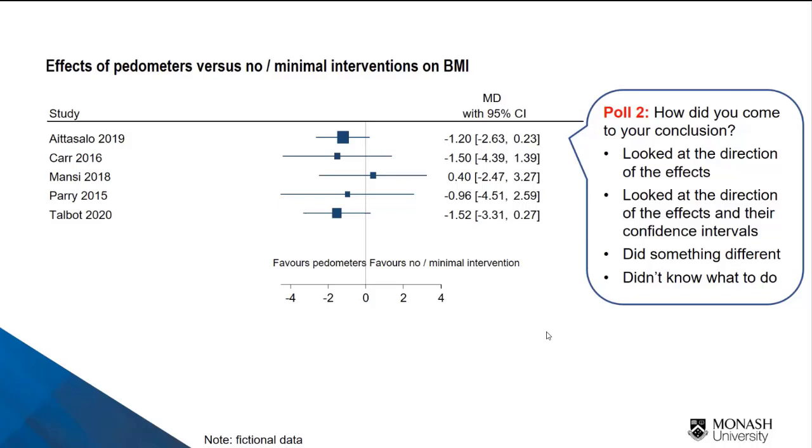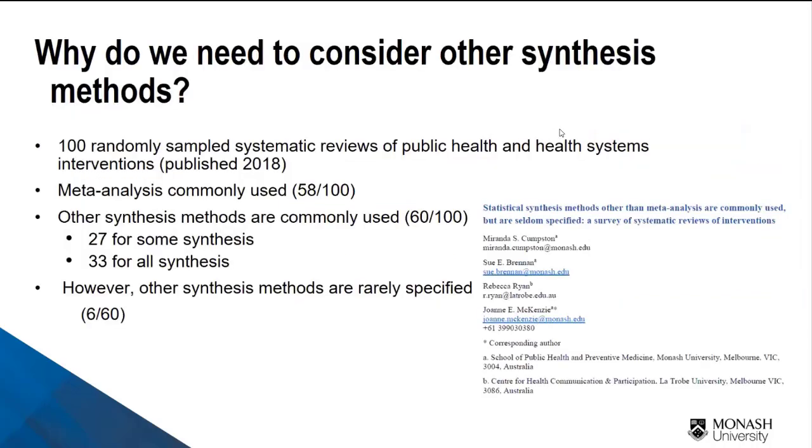And this leads me on to some research that Miranda Cumpston, who's online today, is doing as part of her PhD, the research that she's leading. What she looked at is a sample of 100 randomly selected systematic reviews of public health and health systems interventions. And what she found was that meta-analysis was commonly used. It was used in 58% of the reviews, but other synthesis methods were also commonly used, in 60% of those reviews.